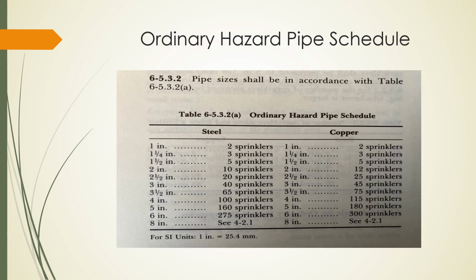Let's just review the pipe schedule layout for ordinary hazard. And that's the classic 2-3-5, 2 heads being fed by 1 inch, 5 by 1.5 inches. And if we look down the steel side there, 65 heads being fed by 3.5 and 100 heads being fed by 4 inch. We'll be using this for the upcoming examples.